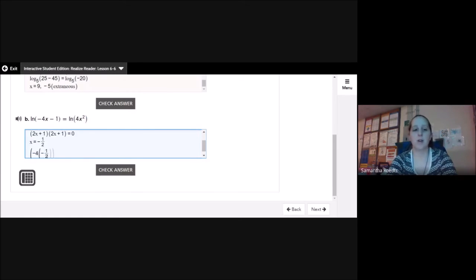Negative 4 times negative 1/2 minus 1 equals 4 times negative 1/2 squared. Negative 4 times negative 1/2 gives me 2 minus 1. And then negative 1/2 squared is 0.25. So 4 times 0.25, or 1/4. 2 minus 1 is 1. 4 times 1/4 is also 1. So they do work. So x equals negative 1/2.